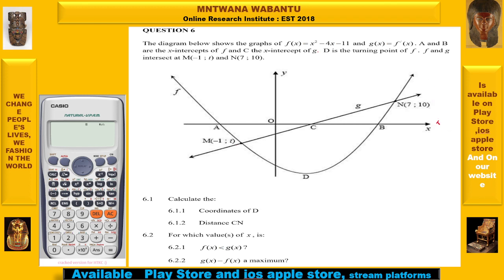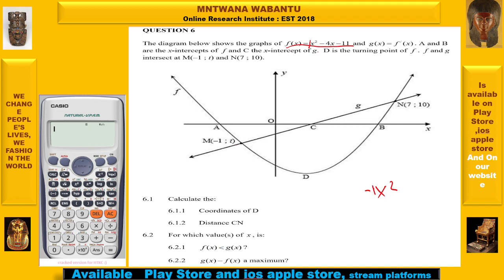So how do we get the turning point of a parabola? We have a little formula, especially if they have given you the equation. The equation of the parabola is given, it is this one right here. Now remember, any number before x squared is a. What is before x squared is 1. If somebody gives you, let's say, negative x squared, then the number before x squared is negative 1.